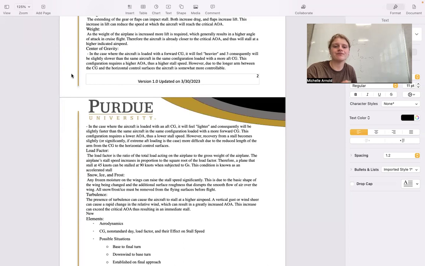So if you've got a forward CG, you're going to have a higher angle of attack, and therefore your aircraft will stall at a higher speed, but it will be more controllable, so it will be easier to recover from that stall rather than having an aft center of gravity. So with an aft center of gravity, you actually are going to have a slower stall speed, but we will talk about how with an aft CG, it is much more difficult to control the plane, therefore making it more difficult to recover from the stall.